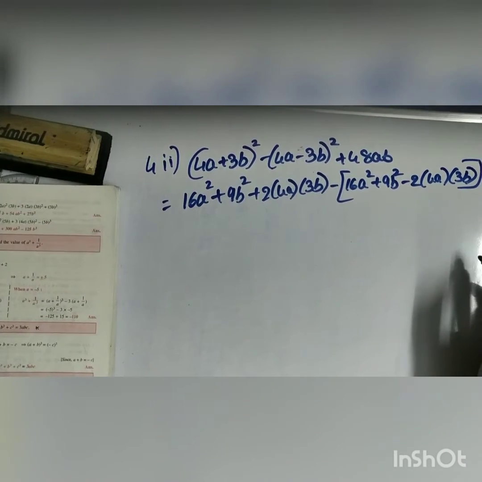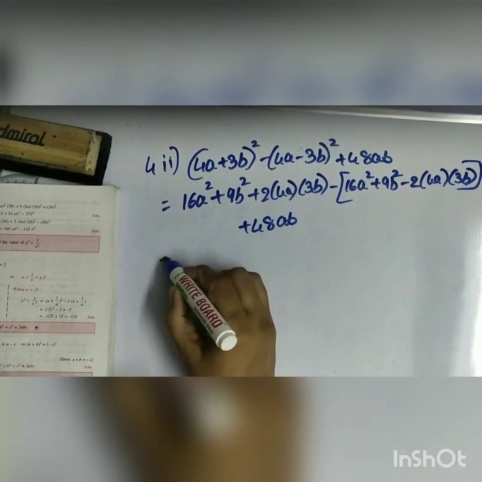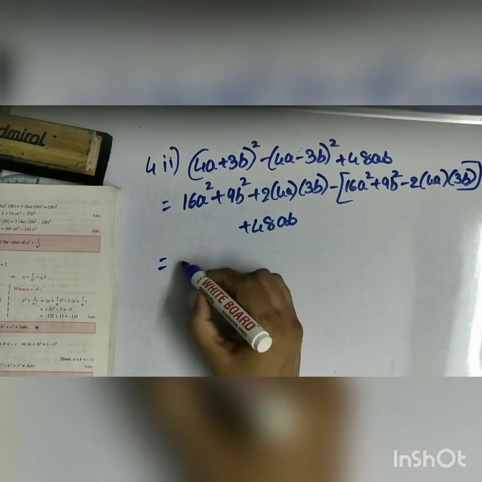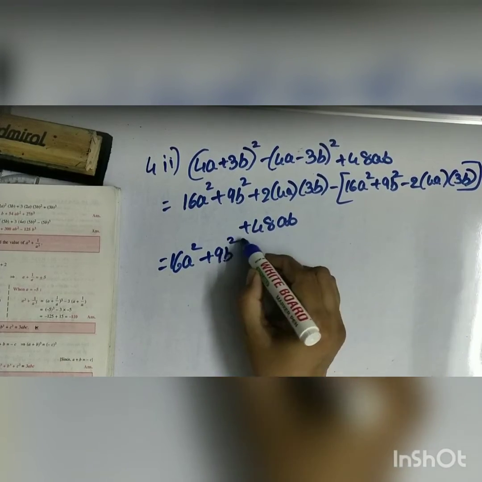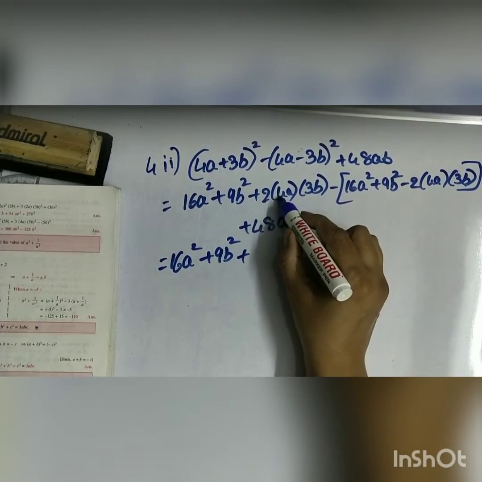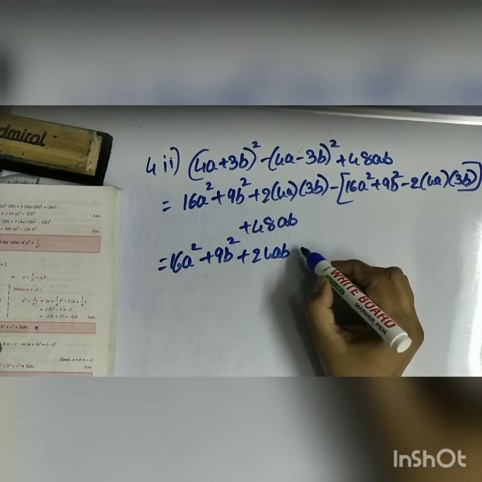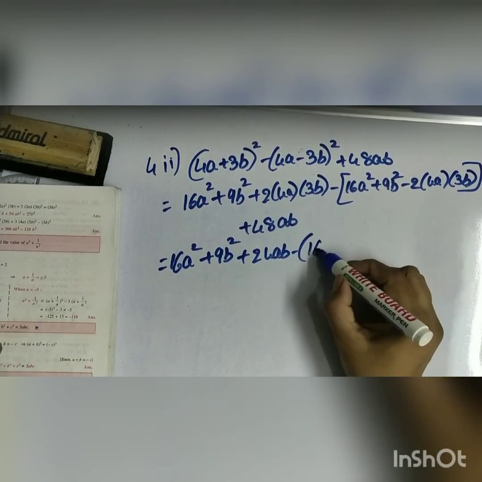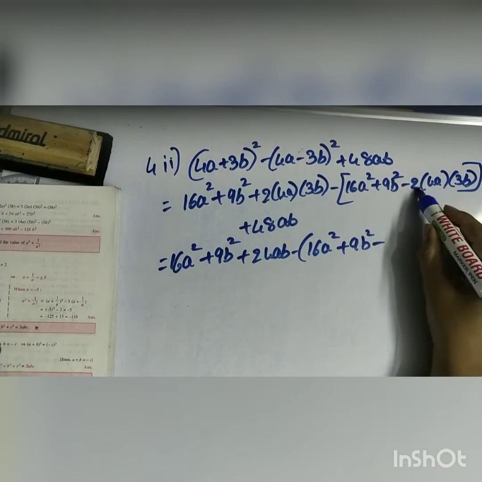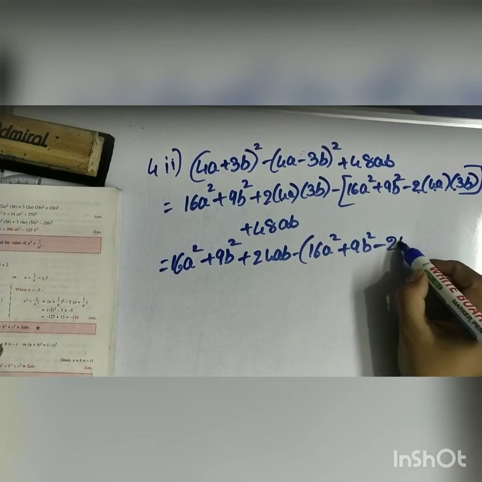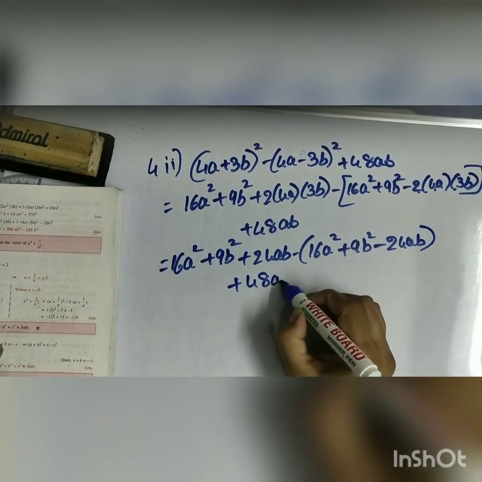Alright, next I'll keep this plus 48ab as it is. We'll further simplify it. How? Just keep as it is 16a square plus 9b square. Here we have 2 4s are 8, 8 3s are 24ab, isn't it? Now minus, in the bracket, 16a square plus 9b square minus 24ab, plus 48ab as it is.